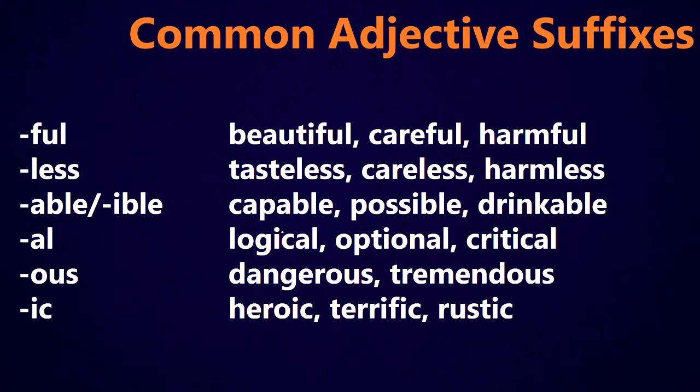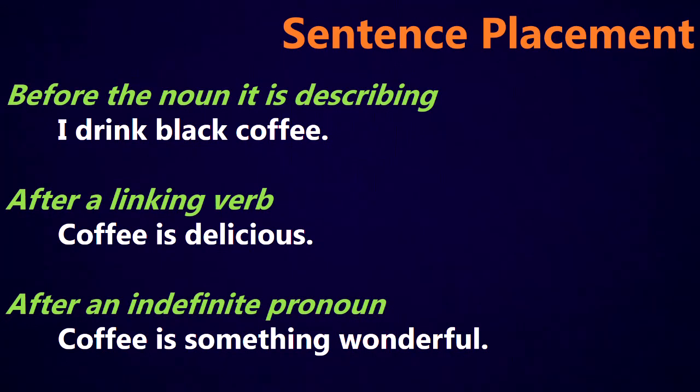So all of these words here are adjectives in English. And these are common adjective suffixes in English. These aren't the only ones, but these are very common ones. So if you see a word ending in one of these suffixes, it's almost always an adjective. In a sentence, an adjective can basically go in three places. It can either go before the noun it's describing, like I drink black coffee. So here, black is an adjective, and it's describing the coffee.